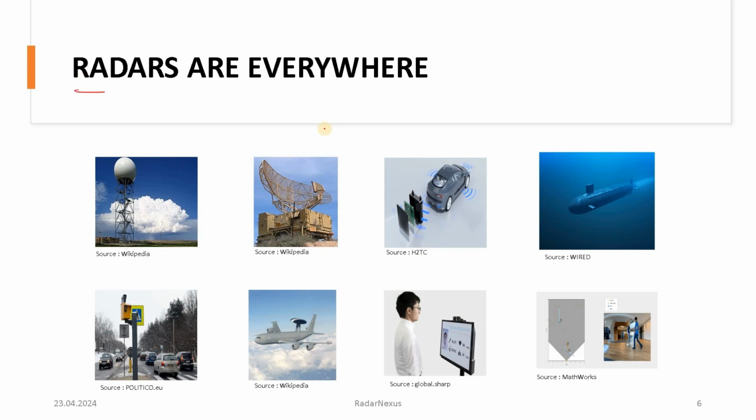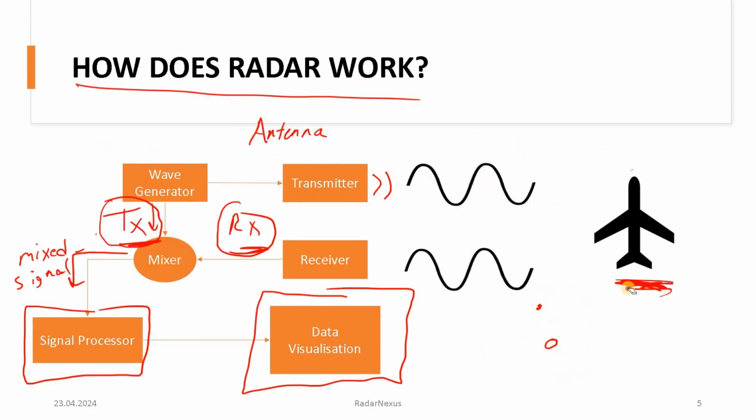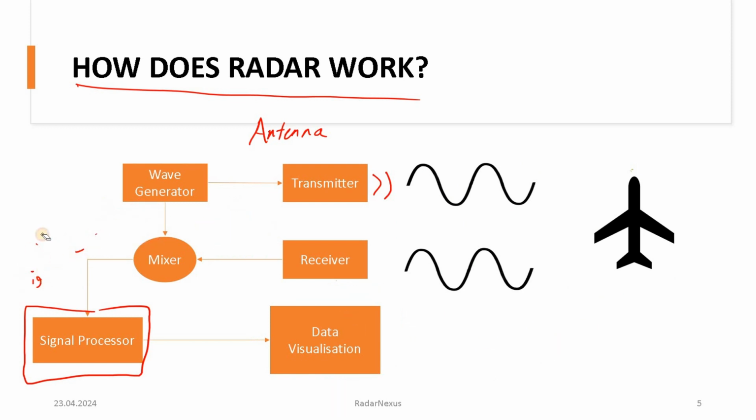Radar is everywhere, basically, and now you will know what these applications are. First of all, radar is heavily used in weather forecasting because, as I said, the radar transmits signals, these signals hit objects, and then these objects reflect the signals back.